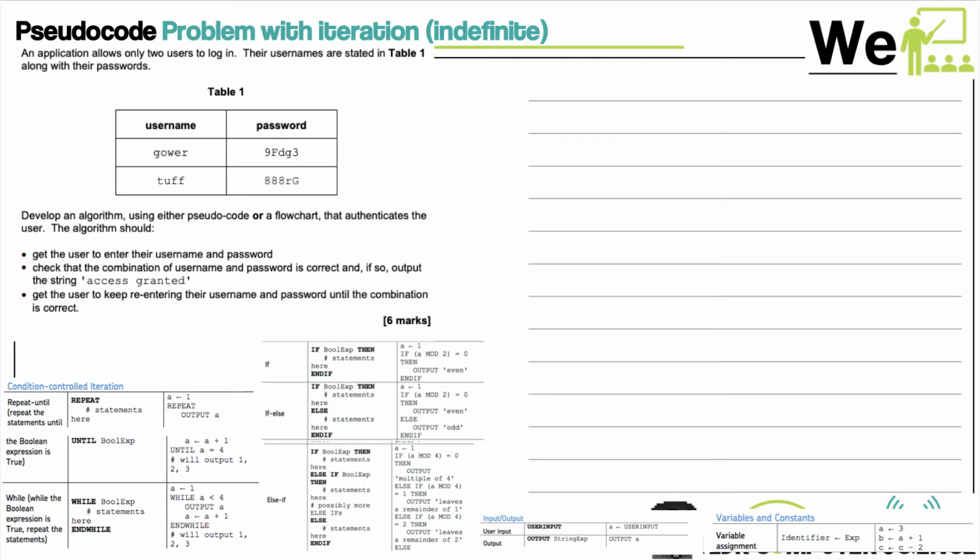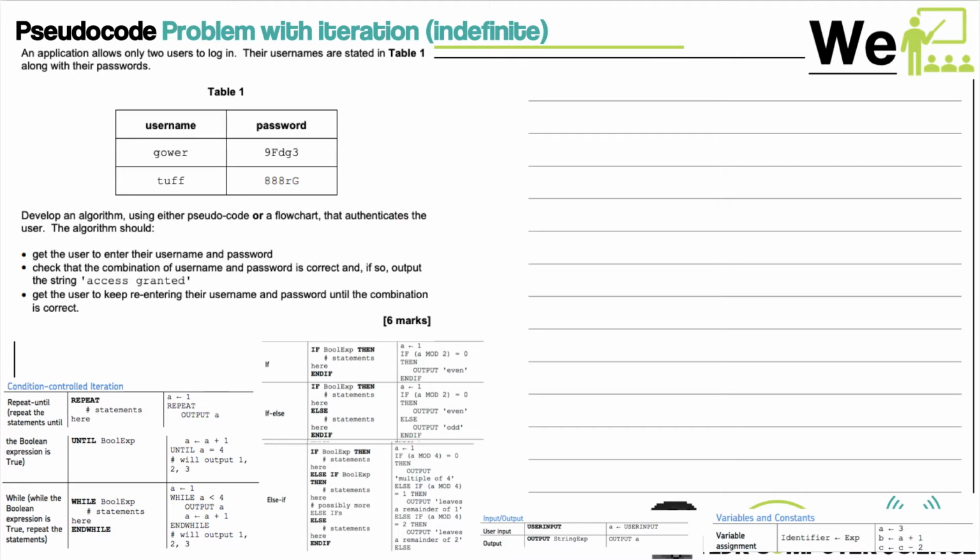Again, more problems making use of iteration. And now we're getting to the point where we're going to have to write some of our own code. An application allows only 2 users to log in. The usernames are stated in table 1. So the username Gower, and that's their password. Username Tough, that's their password. Develop an algorithm using pseudocode or a flowchart that authenticates the user.